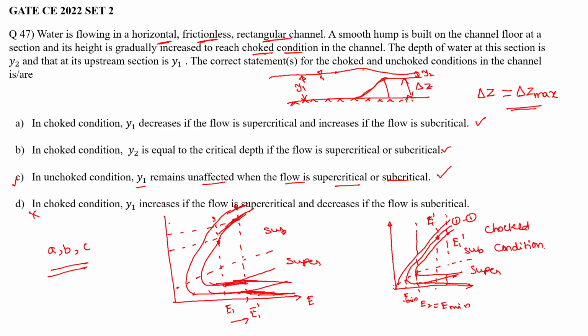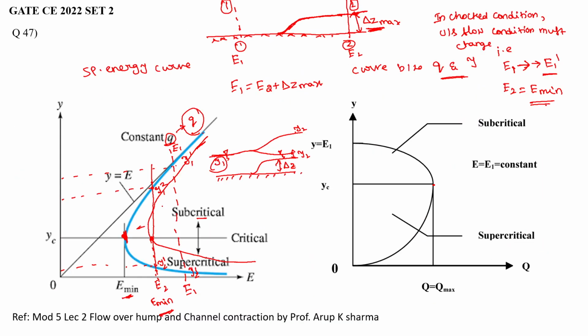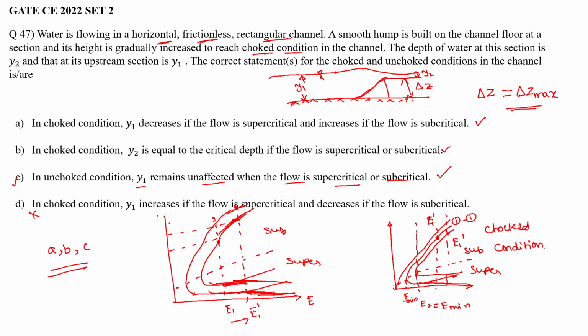This is very simple if you know this particular diagram, the specific energy curve. When you increase the hump beyond Z max, the curve will shift to the right. Just plot the curve and you will be able to interpret all the results. You can expect similar questions in IES a lot, whereas in GATE they are very few, once in 3 or 4 years. In IES this is a confirmed question, for at least 1 or 2 marks. You must remember the use of the specific energy curve.